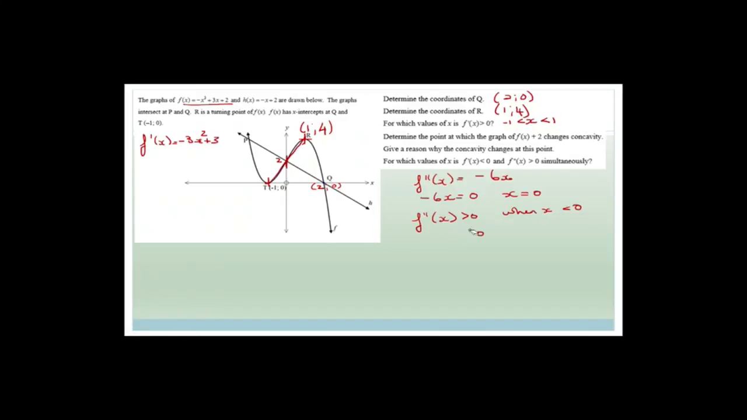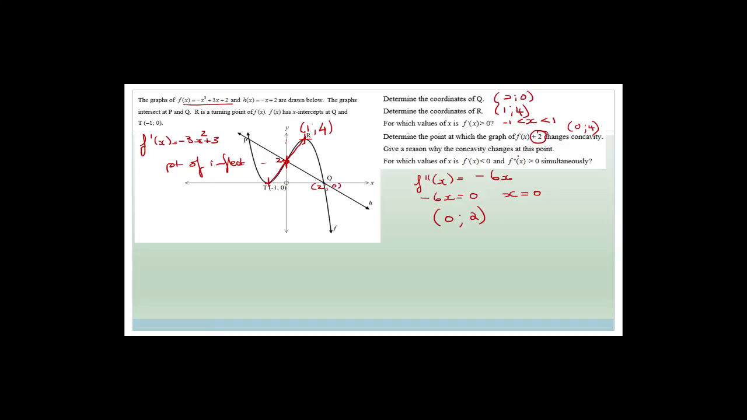Do you agree that normally the point of concavity change would be this point here? The point of inflection is normally at naught, 2. But now what has this plus 2 done? It has moved the whole graph up by 2 points. So therefore, for this answer here, the point of inflection is naught, 4. There we go.